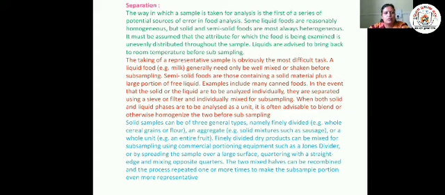A liquid food, such as milk, generally need only be well mixed or shaken before subsampling. This is about the semi-liquid. Solid samples can be of three general types, namely finely divided, an aggregate, or a whole unit. Finely divided dry products can be mixed for subsampling using commercial processing equipment such as a Jones divider, or by spreading the sample over a large surface. This is the process of separation.